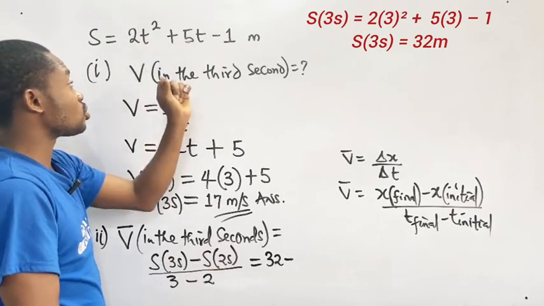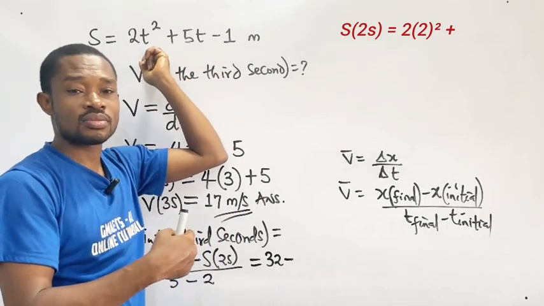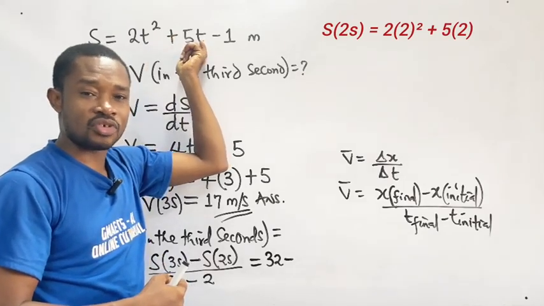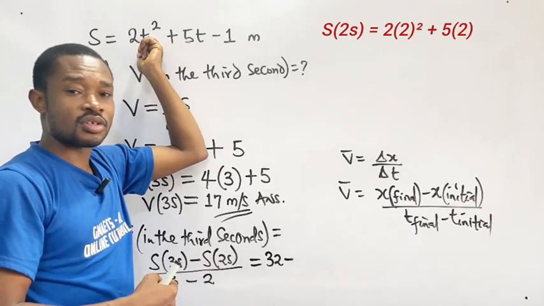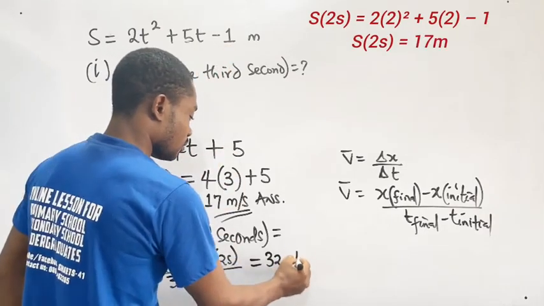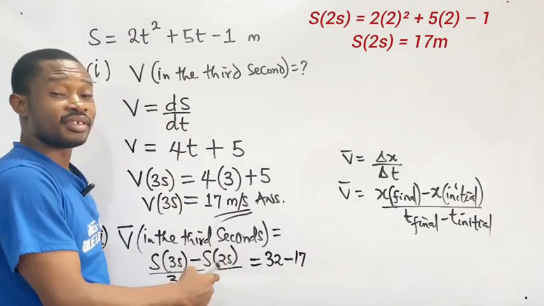Go back again, fix 2. Fix 2 here. 2 raised to power 2 will give you 4. 4 times 2 is 8 here. Fix 2 here. Multiply by 5, you get 10. 10 plus this, of course, is going to give you 18. 18 minus 1, you get 17. So the displacement at 2 seconds is 17 meters.